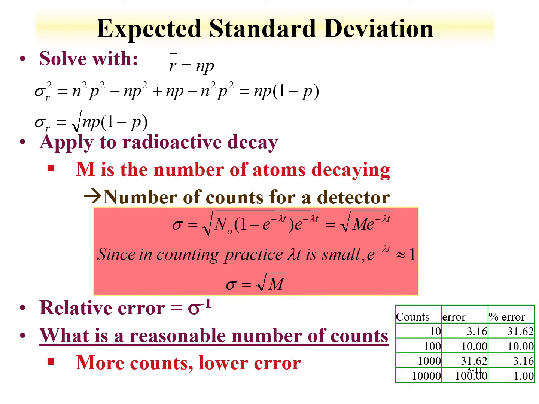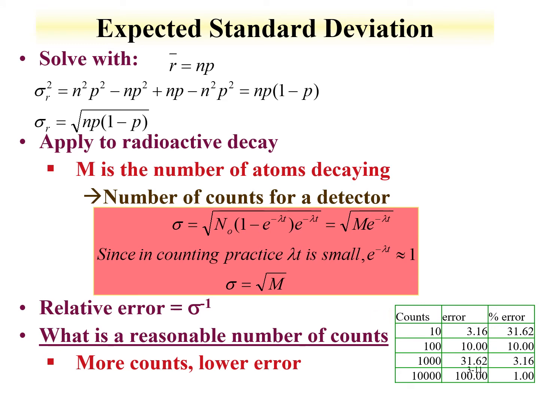So this is actually pretty important, very useful evaluation. Everything we talked about really boils down to this: the square root of the number of counts is equal to our standard deviation. And it basically says how many counts do we need in order to get reasonable statistics. And here's an example of the number of counts and the error, and then the percent error. So our standard deviation and the relative error from that.